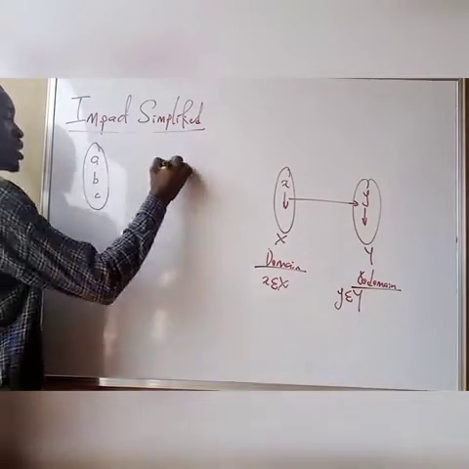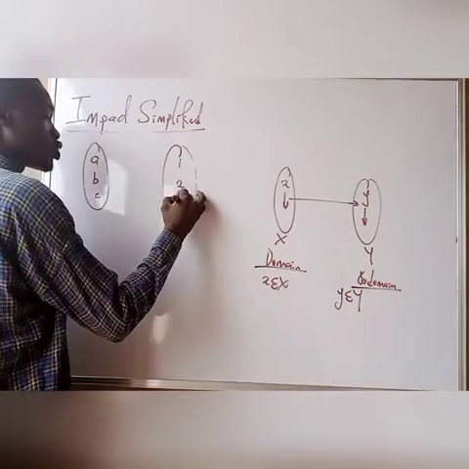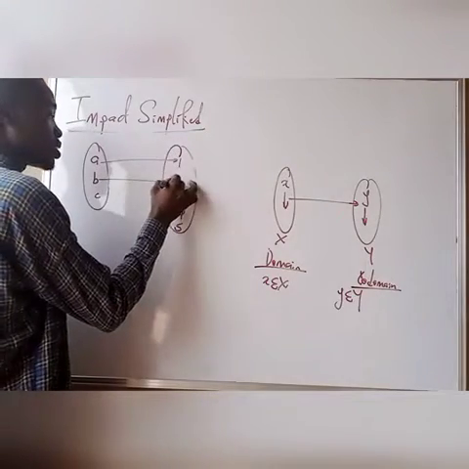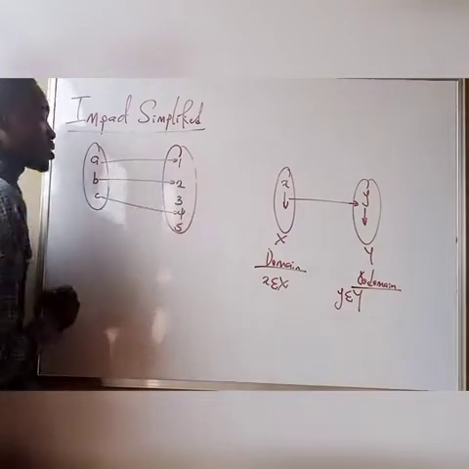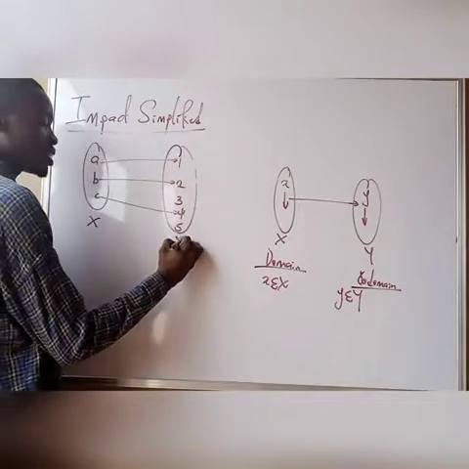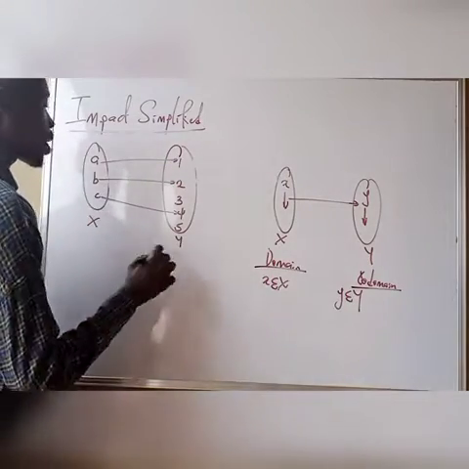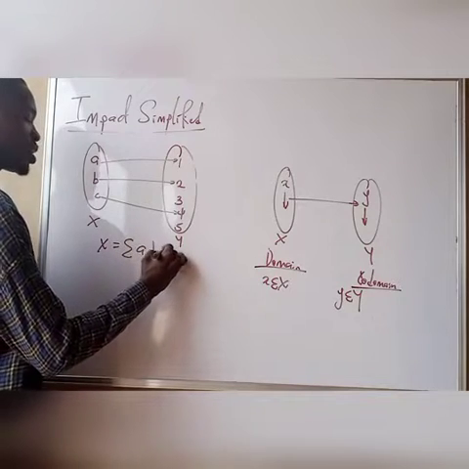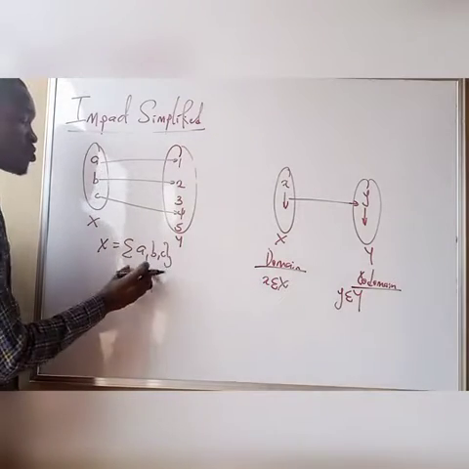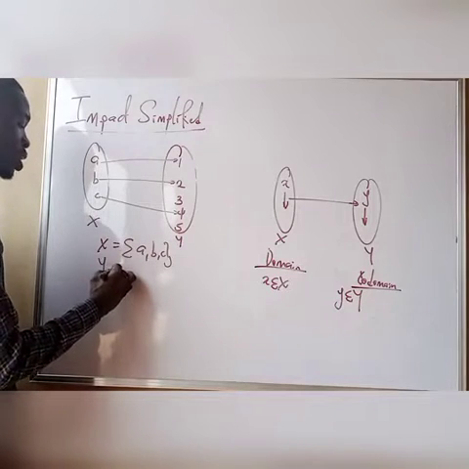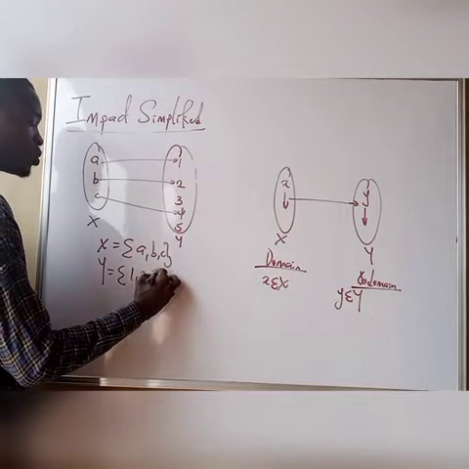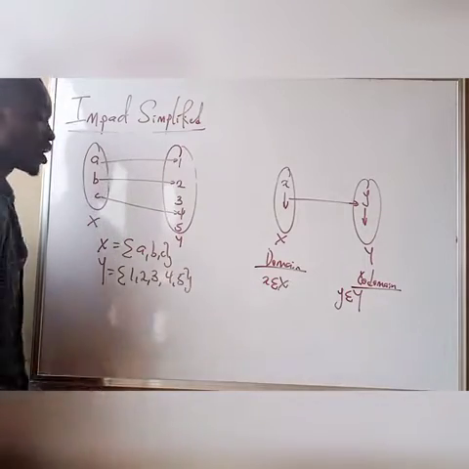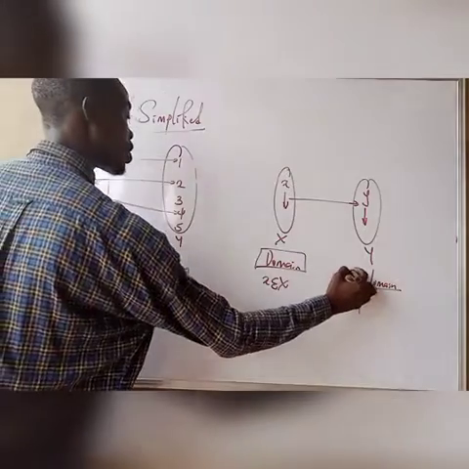Now let's look at this example. We have A, B, C, and let's assume we have 1, 2, 3, 4, and 5. Now just to buttress more points under the definition of terms, we can see here that our x is our domain, and your y is the codomain. That means the elements in x are A, B, and C, which belong to the domain. And your y is the codomain, and that will give us 1, 2, 3, 4, and 5.